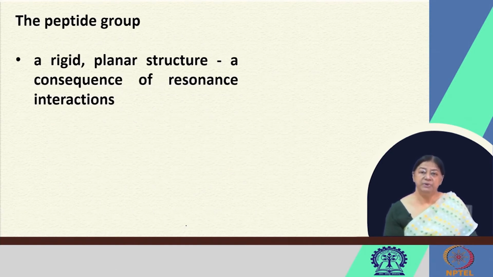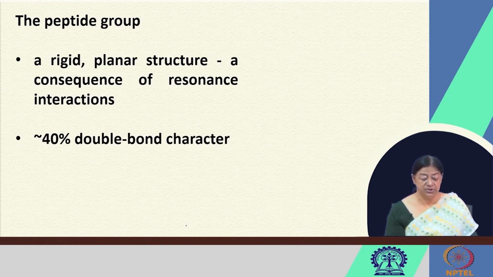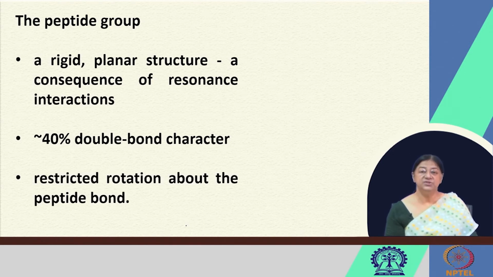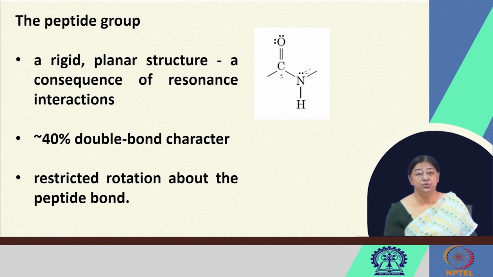It is a rigid planar structure which is a consequence of resonance interactions. It has 40% double bond character. Now, how does that happen? And it has restricted rotation about the peptide bond. So, this is what our peptide linkage was. How did we get this? We lost the OH from the COOH, we lost one of the hydrogens from the NH2, and this resulted in the formation of a peptide bond.